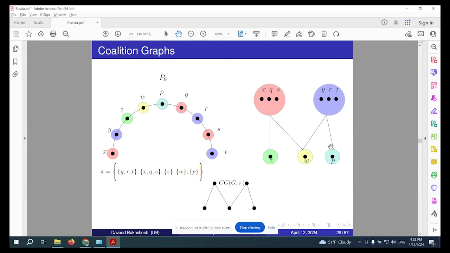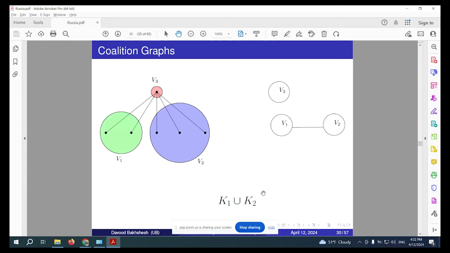Okay, you see a graph, and this graph is isomorphic to this graph in the bottom of the slide. This graph is the path P5. Then we say that P5 is a coalition graph of P9 related to coalition partition P. As another example, consider the star with 5 leaves.